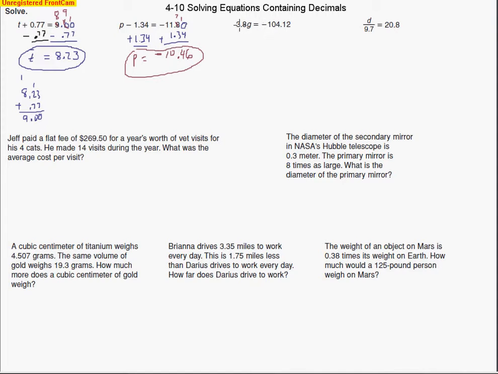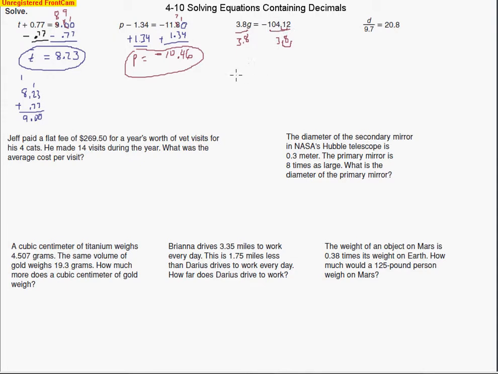Here we have 3 and 8 tenths right next to G. So that means we're multiplying 3 and 8 tenths by G. So I'm going to end up dividing to undo that multiplication. So when I do that, a couple things I'm going to end up doing first. First, I'm going to move the decimal in the divisor over one space. I'll do the same with the dividend's decimal.